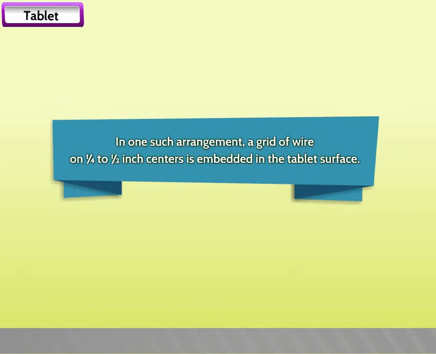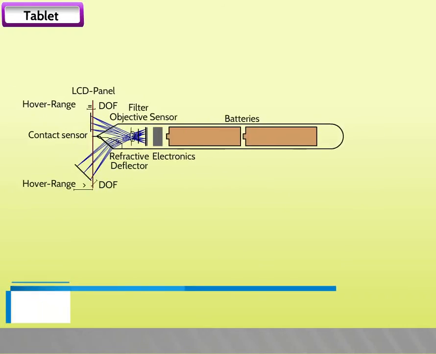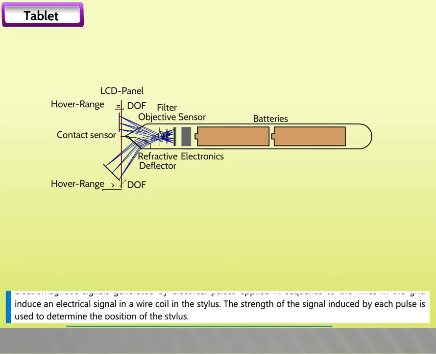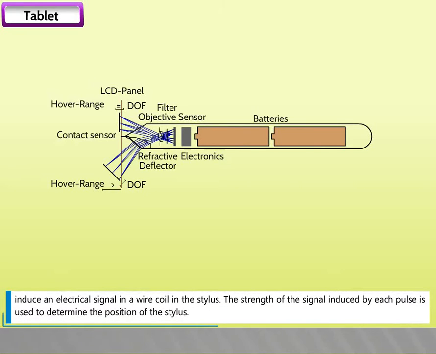In one such arrangement, a grid of wire on 1/4 to 1/2 inch centers is embedded in the tablet surface. Electromagnetic signals generated by electrical pulses applied in sequence to the wires in the grid induce an electrical signal in a wire coil in the stylus. The strength of the signal induced by each pulse is used to determine the position of the stylus.